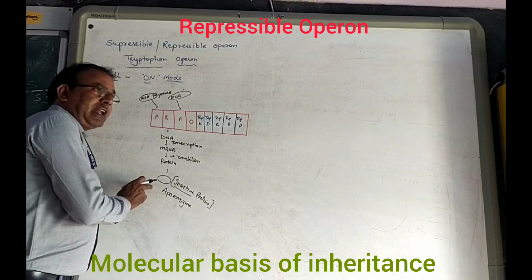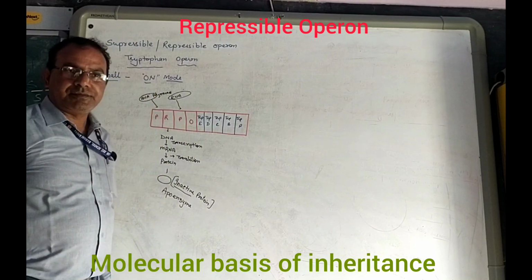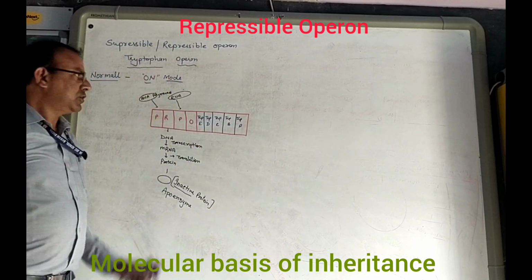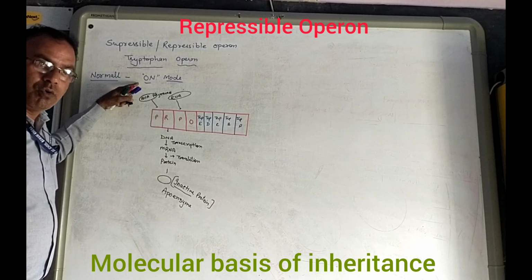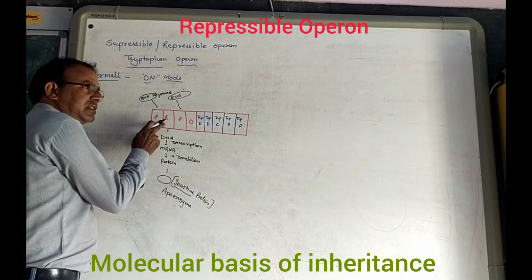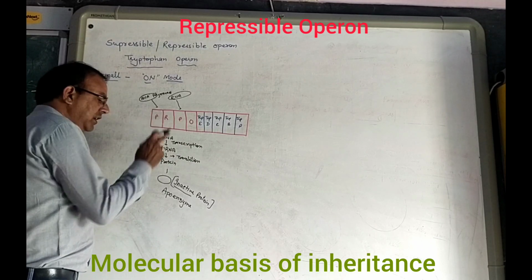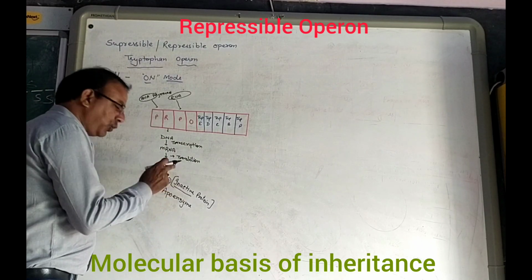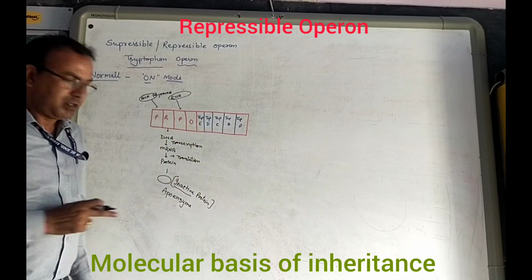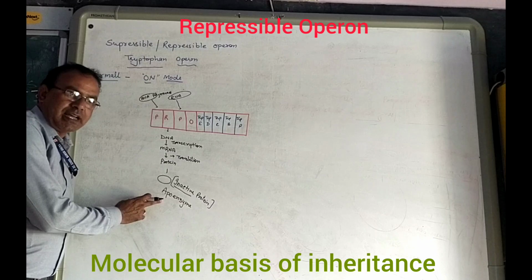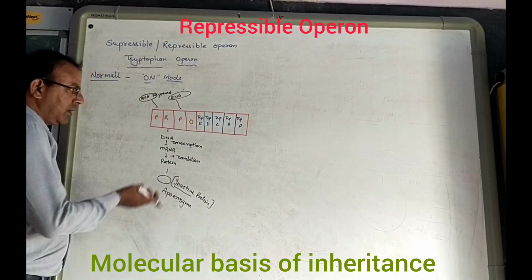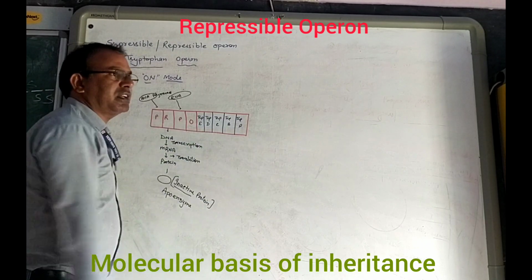This protein cannot bind with the operator gene, which means the process remains continuous. So it always remains in on mode, because the protein synthesized by the repressible gene is inactive. Due to inactiveness, it doesn't bind with the operator gene, and this is called an apoenzyme, because we know that all enzymes are made of protein.